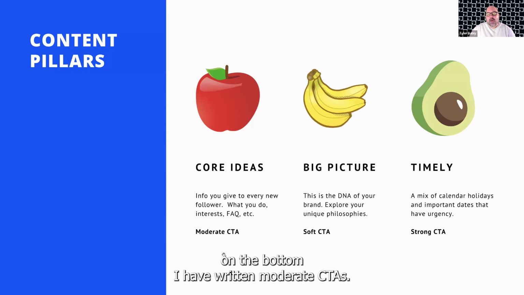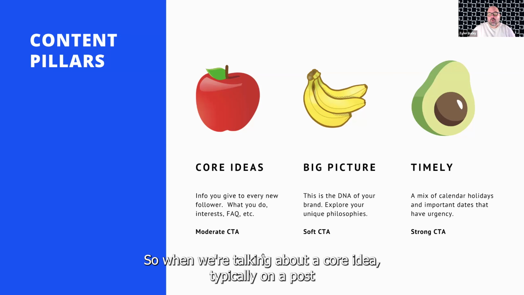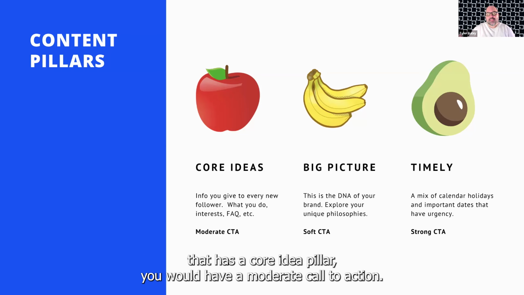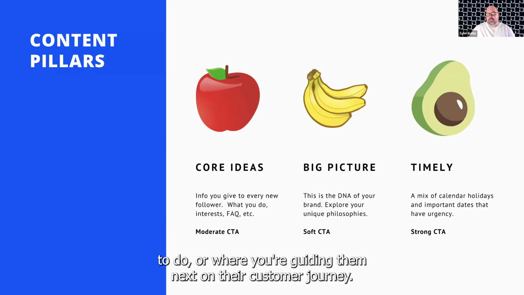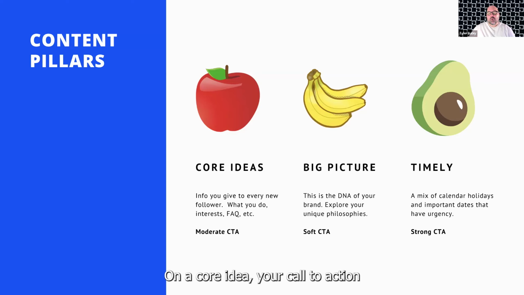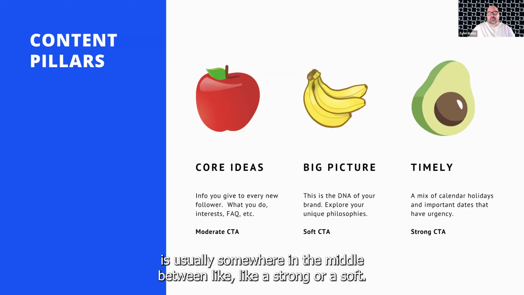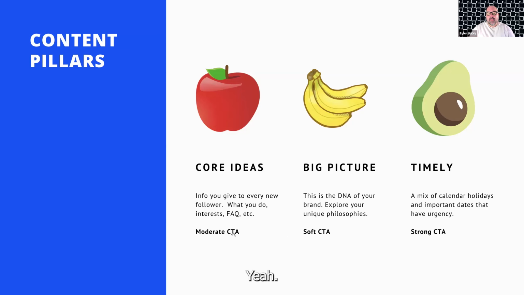You'll notice on the bottom I have written moderate CTAs. CTA stands for call to action. On a post that has a core idea pillar, you would have a moderate call to action. Your call to action is basically what you're asking people to do, or where you're guiding them next on their customer journey. On a core idea, it's usually somewhere in the middle between strong and soft.